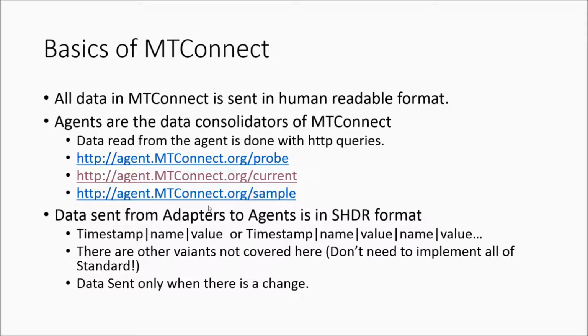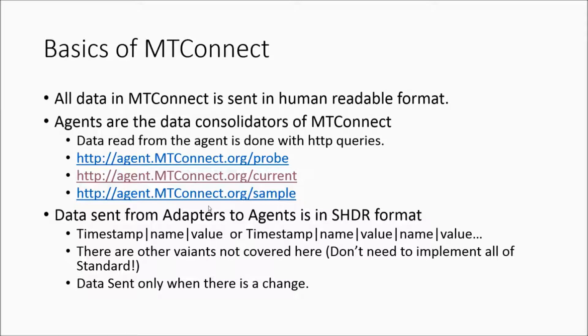Our application here is going to use the very, very simplest format, just timestamp, name, and value. There are other variants not covered here. They have another with a timestamp and more data values. But one of the things I learned when starting this is that to make use of MTConnect, you don't have to implement every single feature. You can do just what you need to make the agent and the apps happy. As long as we hit the right formats, everything should be good.